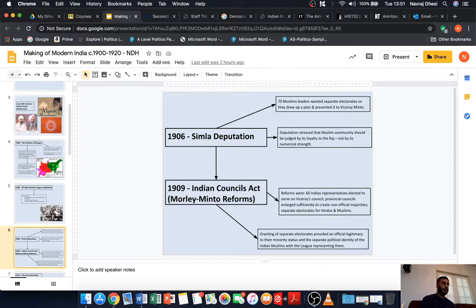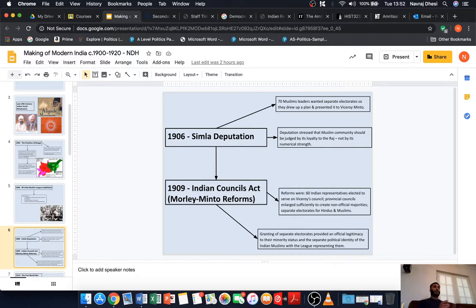What separate electorates means is that people in a specific constituency vote for their co-religionists, okay, which means that, for example, if we take Punjab, Hindus in Punjab, so citizens following the Hindu religion in Punjab, would vote for Hindu candidates only. So they would be picking amongst a selection of Hindu candidates, and they would be electing one of those Hindu candidates to represent them. Similarly, Muslim citizens in Punjab would be electing from a selection of Muslim candidates at the time.